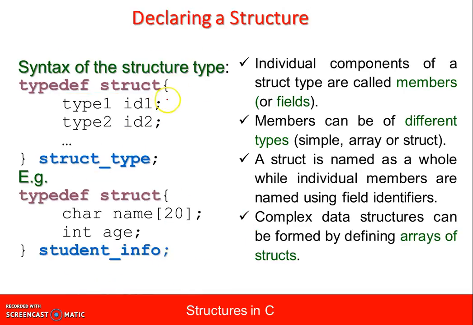The individual members within the structure are called members, or you can refer to them as fields. And these members, as I already told you, can be of different types. They may be simple variables, arrays, integer variables, or character variables. A struct is named as a whole, while individual members are named using field identifiers. We can also have a complex user-defined data structure, that means we can have an array of a structure.